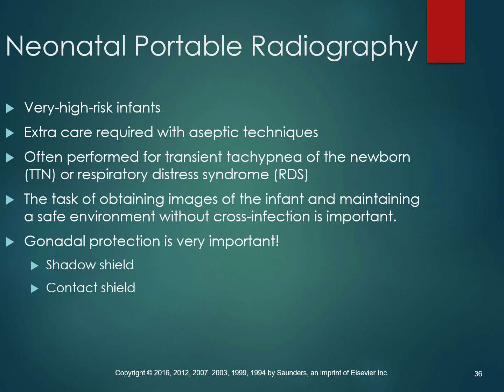Their cells are rapidly multiplying, and we know from the law of Bergonié and Tribondeau that the more rapidly cells multiply, the more radiosensitive they are. So you could use a shadow shield, where the shield is pulled into the shadow of the collimator light and projected onto the patient so you can see where the shielding would be, or a contact shield, a small piece of lead, could be used over the gonadal region.